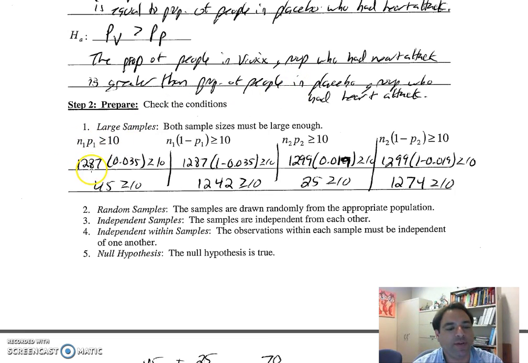N1 times P1, 1287 times 0.035 is 45, greater than or equal to 10. 1287 times 1 minus 0.035 is 1242, definitely greater than or equal to 10. The other group, N2, 1299 times 0.019 is 25, that's greater than or equal to 10. And 1299 times 1 minus 0.019 is 1274, which is greater than or equal to 10. The two groups are random, independent within the sample, and the null hypothesis is assumed to be true.